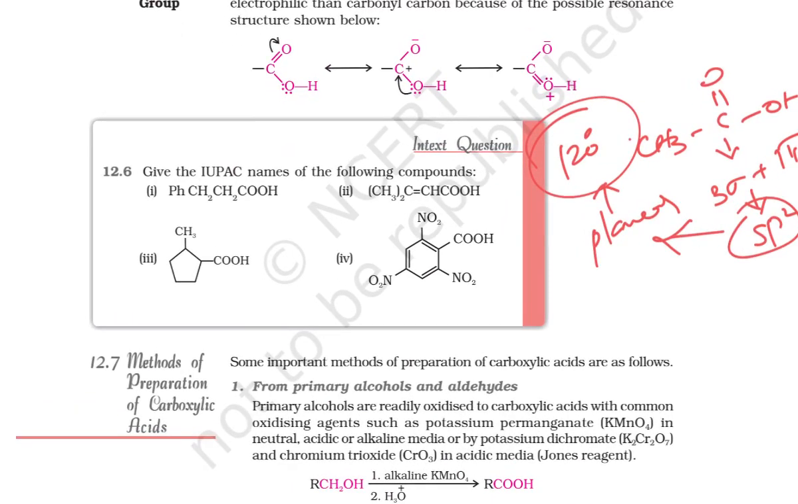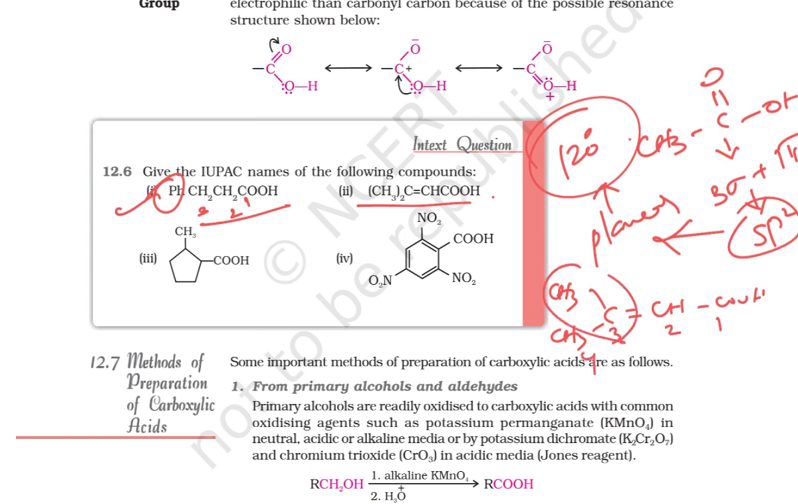So this is first carbon, second and third. This is propanoic acid, right? In the propanoic acid, in the third carbon there is a phenyl, so 3-phenyl propanoic acid. When it comes to this one, I just expand the structure: CH3, CH3, C double bond CH, COOH. We give the numbers 1, 2, 3, 4. So 3-methyl but-2-enoic acid. At the third position there is a methyl, and at the second position there is an ene.